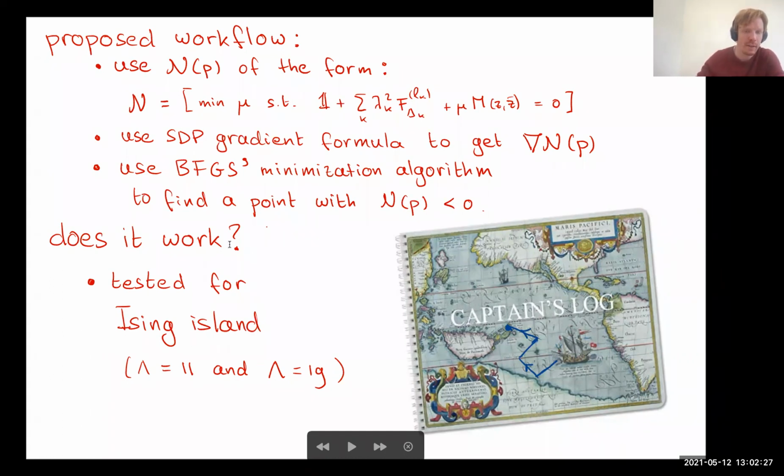So the question is, does it work? Can it work at all? I can provide you with a log of our travels towards the Ising islands in particular, where, for the experts, we looked at the Ising island with lambda equals 11 and lambda equals 9 mostly. So this is really just a test case to see if the navigator function works and allows us to find the island.